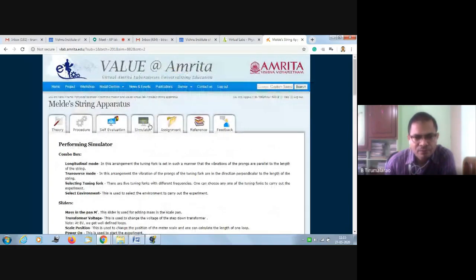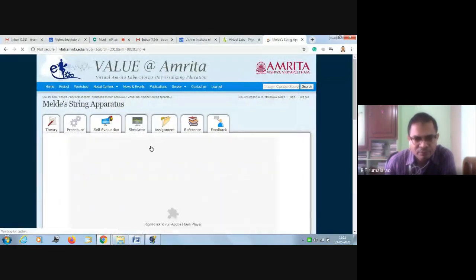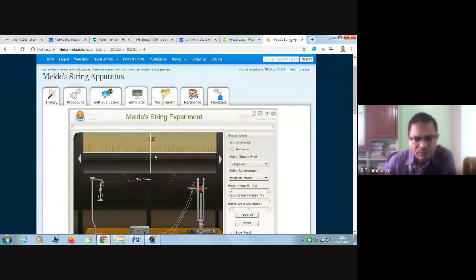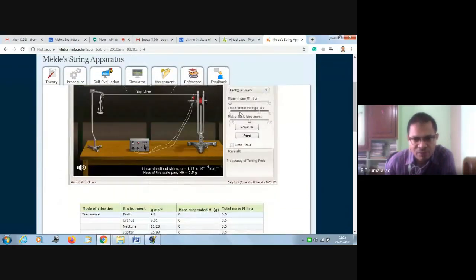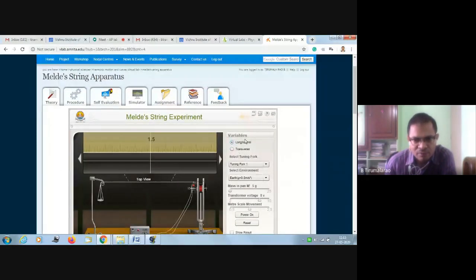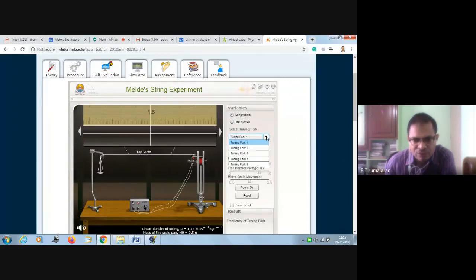Right? Simulator. See here. First you can do with longitudinal mode. Then you select the tuning fork: tuning fork 1, 2, 3, 4, 5, and 6, and so on.